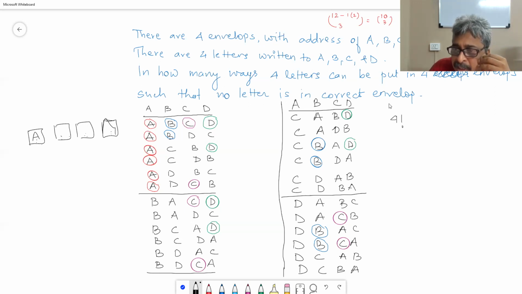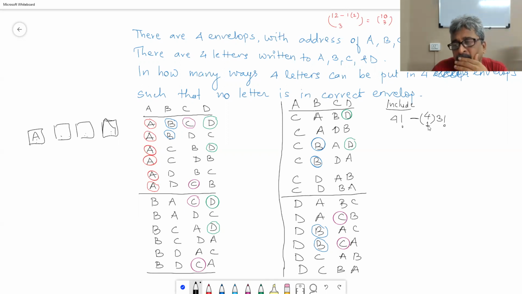Now this is include, exclude, because of A, or because of B, or because of C, or because of D. 4 choose 1. You fix that position in the envelope. Remaining 3 can permute amongst themselves in 3 factorial ways. Good.